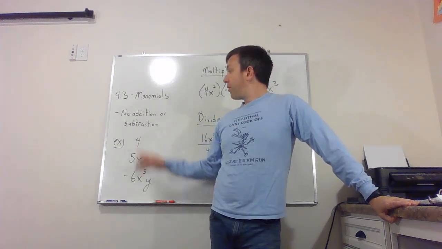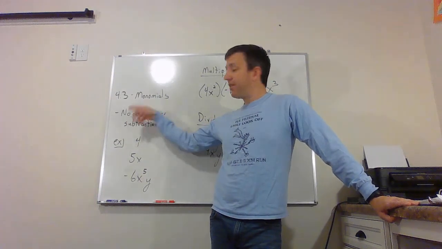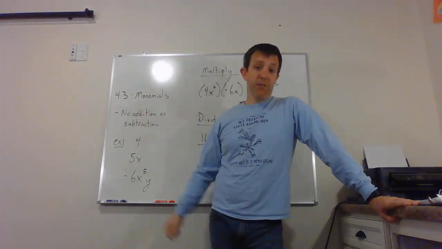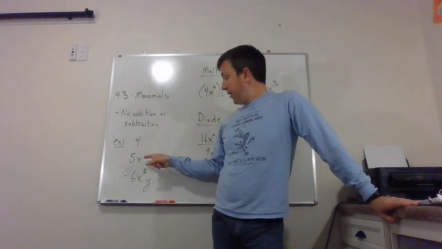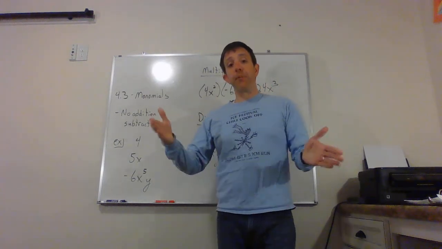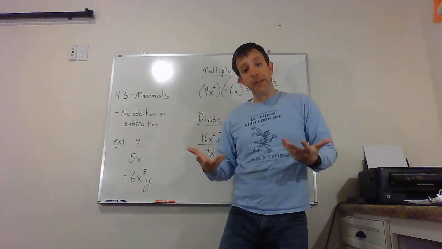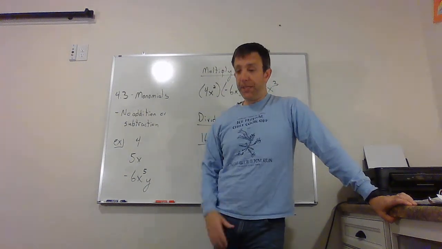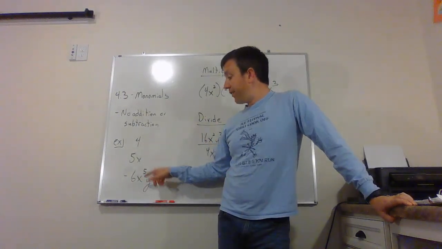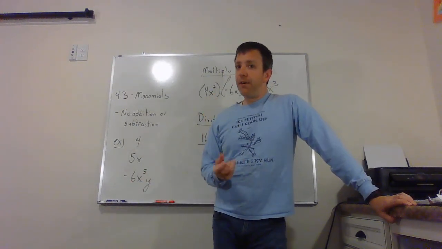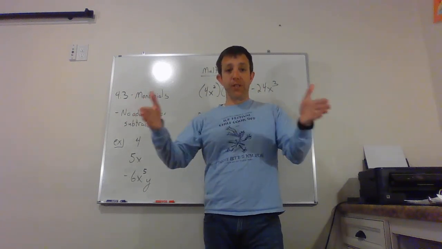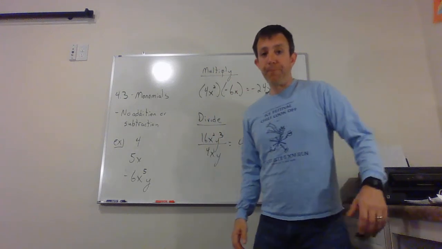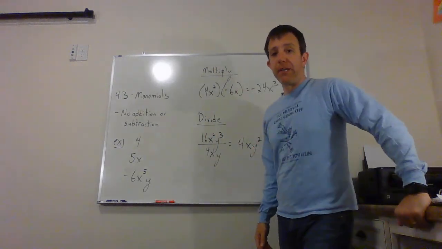So a monomial, you can tell it's a monomial because there is no addition or subtraction in it. So 4 is a monomial, one piece. 5x is a monomial, the 5 and the x are multiplied, still qualifies as one piece. Negative 6, x to the 5th, y. Lots of stuff there, but no addition or subtraction, so it all still counts as just one piece squished together. And those are all examples of monomials.